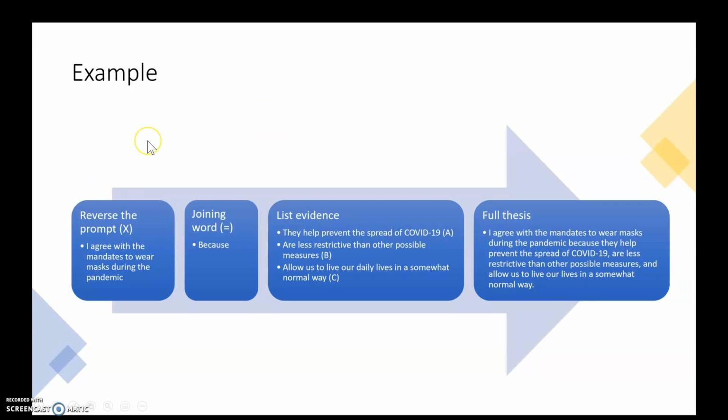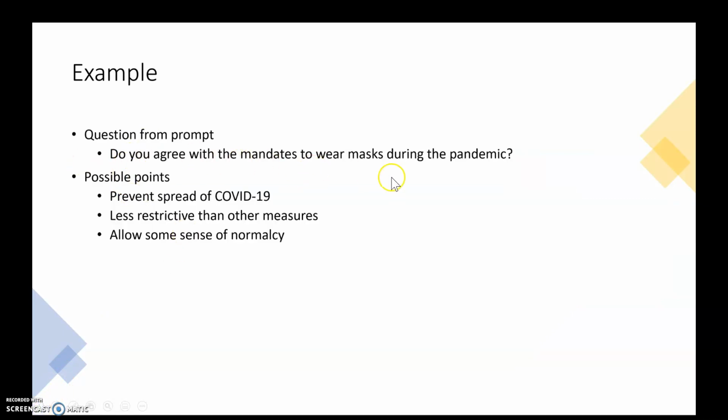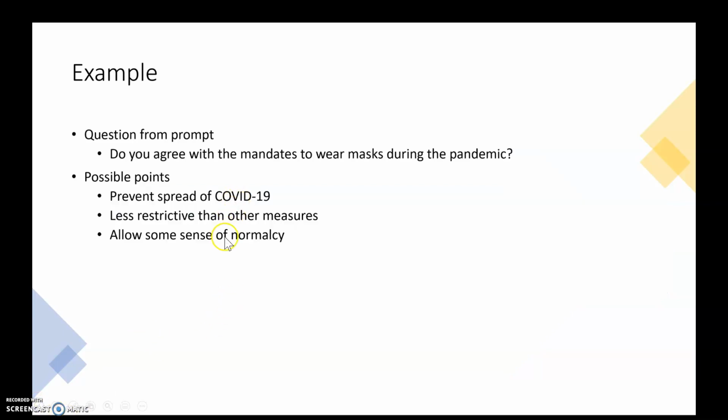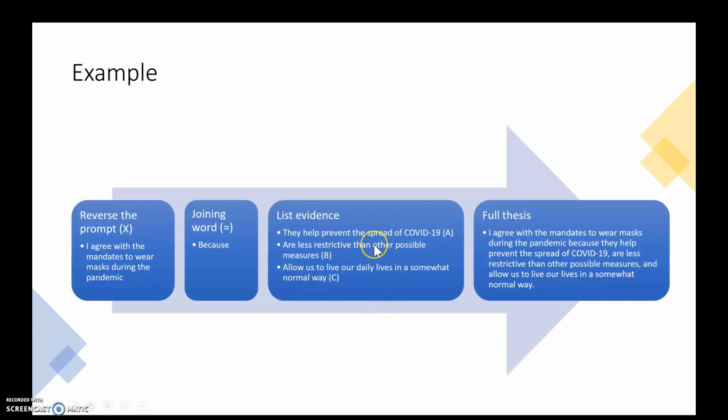So now we'll reverse the prompt. I agree with the mandates to wear masks during the pandemic. So this is just reversing this. Do you agree with the mandates to wear masks during the pandemic? Then my joining word here is going to be because, and my 3 pieces of evidence are the same as here. They prevent the spread of COVID-19, are less restrictive than other measures, and allow some sense of normalcy. So I've just rephrased these. They help prevent the spread of COVID-19, they are less restrictive than other possible measures, and they allow us to live our daily lives in a somewhat normal way.